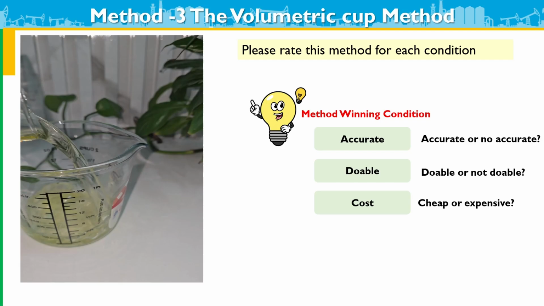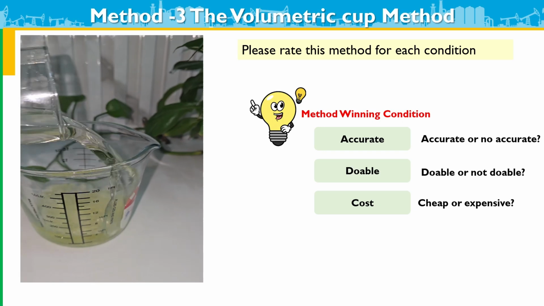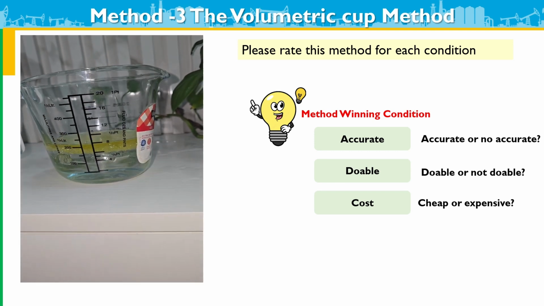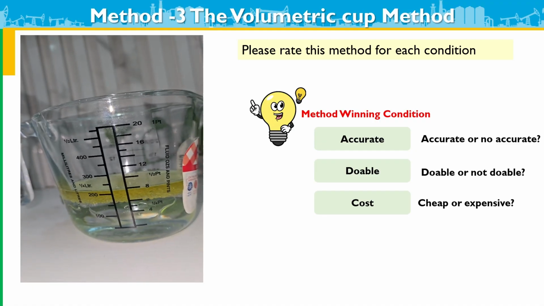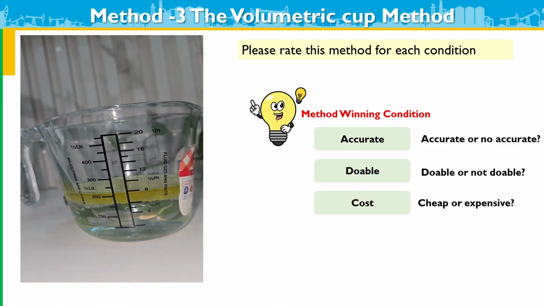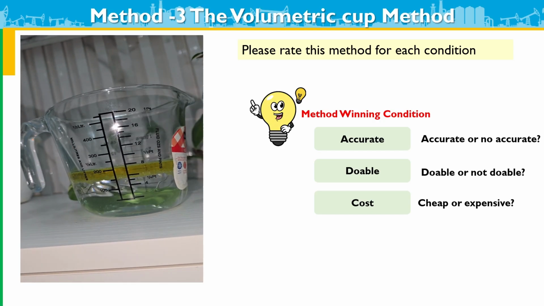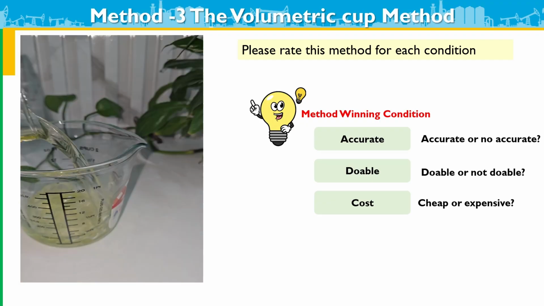In the final method, we used a volumetric cup. In this method, I transferred the full contents of the cup to a volumetric measuring cup with clear markings that make reading the volume easier. As you can see from this method, less mess, faster, no spill of oil. And what do you think about accuracy from this method? Do you think it's accurate? Accurate, yes, accurate. The majority agree that it is accurate.